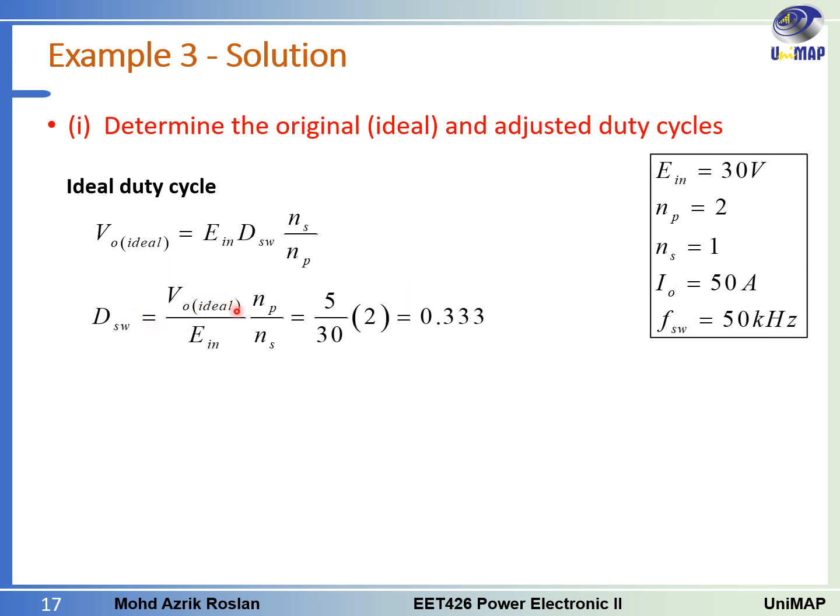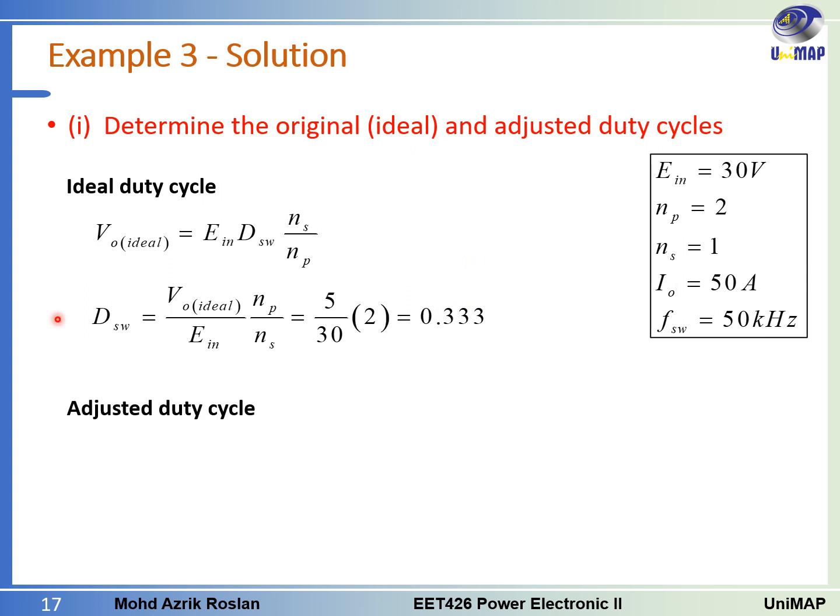So the D switch that we have is 5 divided by 30 multiplied by NP over NS, which is 2, and you will get 0.333. So ideally, if we put D switch equal to 0.333, if the circuit didn't have any losses or any other issue, you will get the output voltage equal to 5 volts. Okay, so now we have D switch equals 0.333.